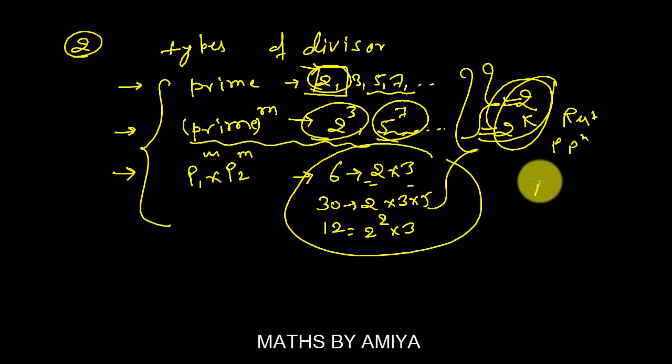You can think, why not 1? When any number is divided by 1, remainder is always 0. 1 is a factor of all numbers, so we exclude 1 from the types of divisor.